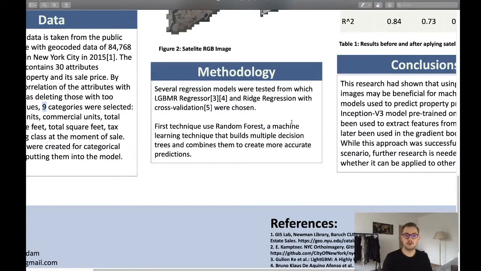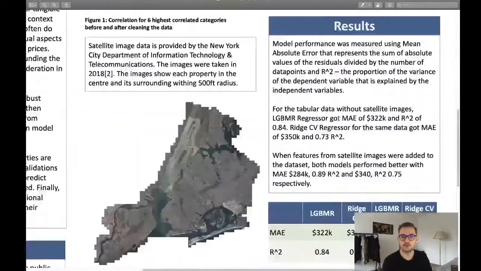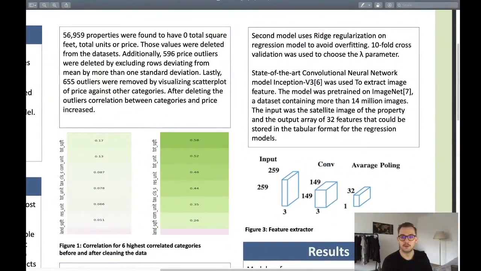So I've tested several regression models. However, due to checking other works on housing predictions, I've seen that LGBMR regression and ridge regression had been really good. Therefore, I've chosen to use those. The first technique uses random forest and gradient boosting. Random forests are typically really good with tabular data sets that have a lot of categorical data. Therefore, I've chosen to use this one. And the second model uses ridge regularization and tenfold cross-validation to choose the lambda parameter.